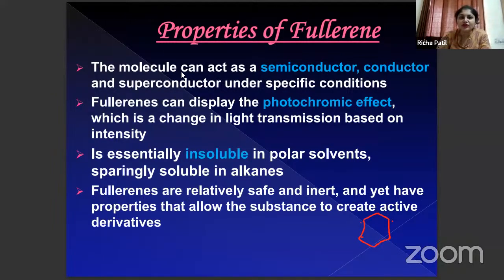What are the properties of fullerene? The molecule can act as a semiconductor, conductor, and superconductor under specific conditions. It displays the photochromic effect, meaning it can change light transmission based on intensity. It is insoluble in polar solvents and sparingly soluble in alkanes, that is, neither completely soluble nor completely insoluble. These fullerenes are relatively safe and inert, and yet they have properties that allow the substance to create active derivatives.